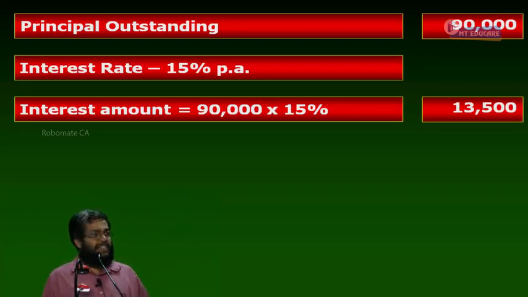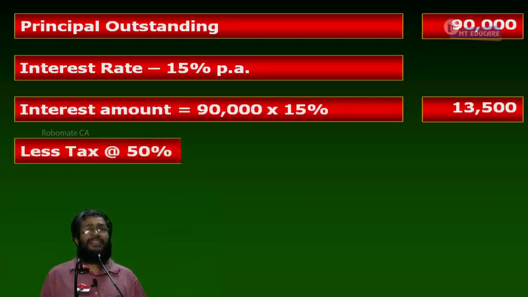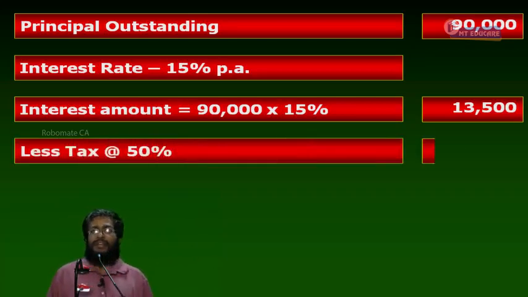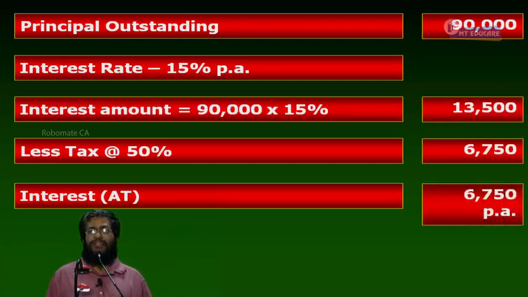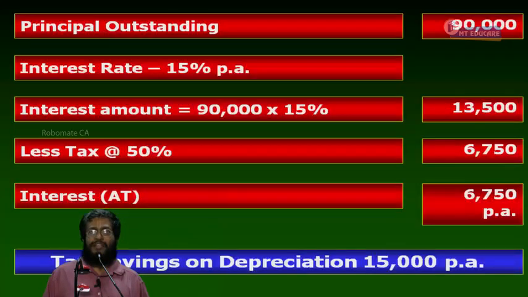No. I can debit this interest in the P&L and save tax, or not? So, interest after tax, just write as I dictate: 13,500 into 1 minus 0.5. Before tax into 1 minus tax rate gives you after tax, no? What is the interest after tax? 6,750 per annum. It is an annuity interest, 6,750 per annum. One more number we all know is what? Depreciation tax savings, 15,000.